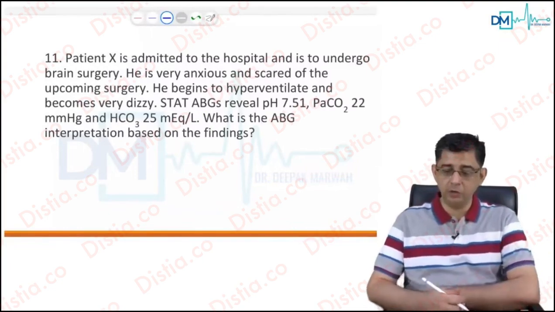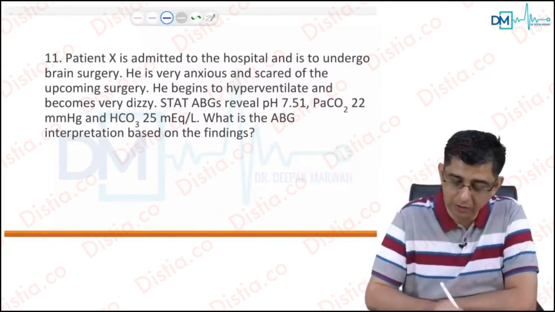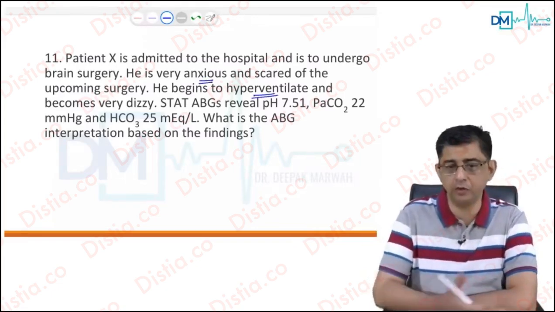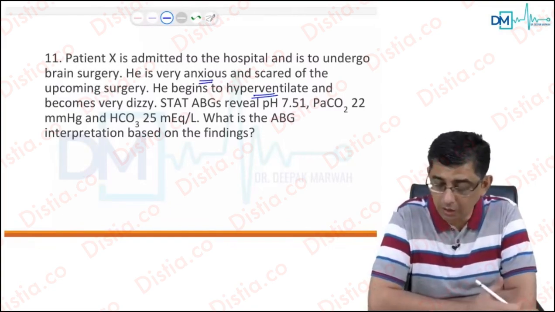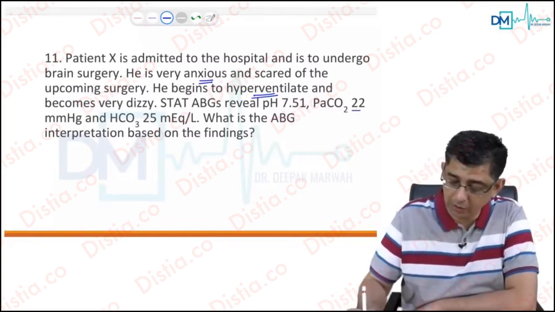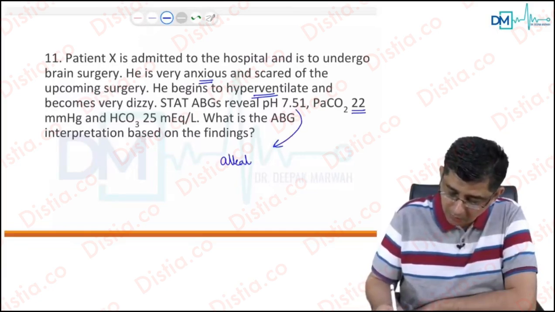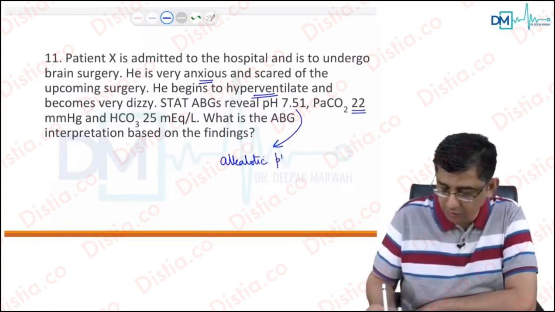A patient is admitted to the hospital and is to undergo brain surgery. He is very anxious about the surgery. He begins to hyperventilate, so half the job is done. In any guy with hyperventilation, there will be a carbon dioxide washout from the body. This guy has an alkalotic pH.